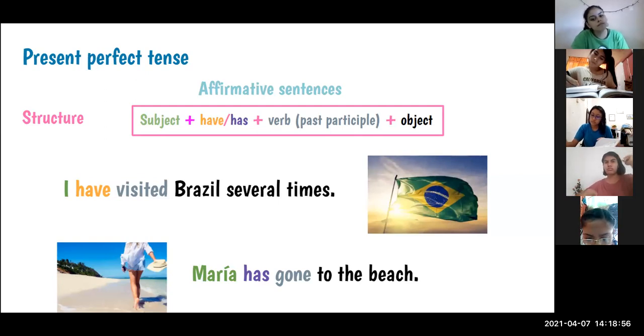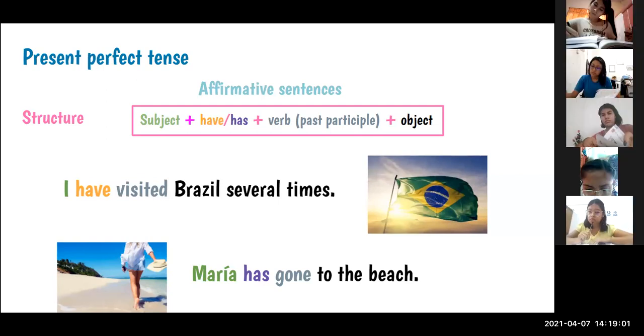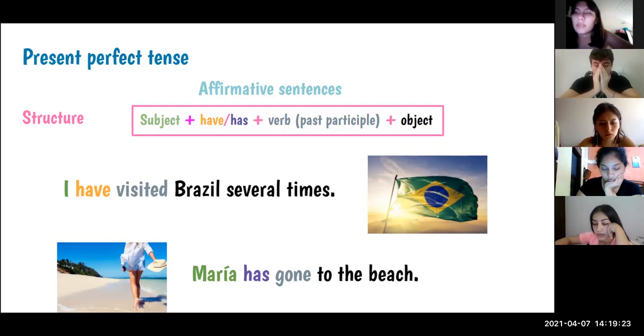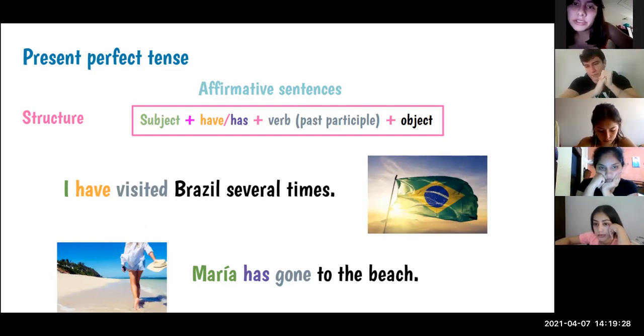I have never been in Pando. Okay, is that an affirmative sentence? Negative. It's a negative. What about affirmative sentences? Let's go with Agni. What is your sentence? I have played basketball in a school championship.